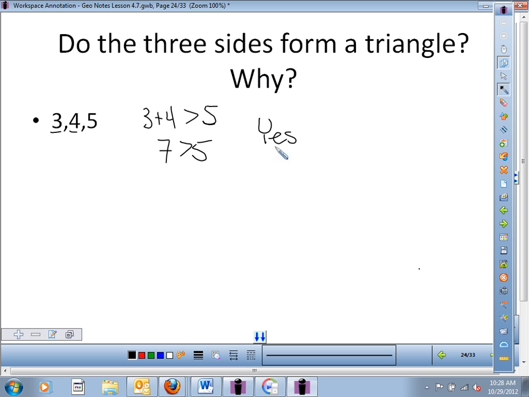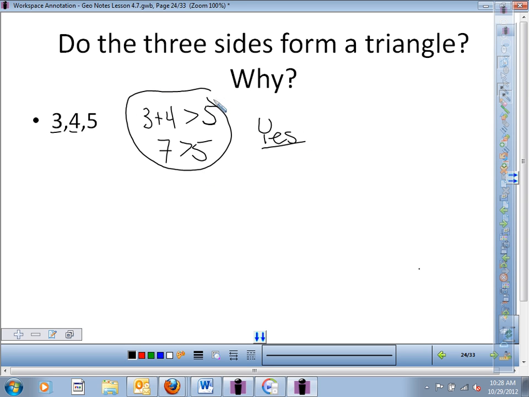Do the three sides form a triangle? Yes. Why? Right here. That is our why. Our work is our explanation. Now, I kind of forgot to mention this. What you can be doing right now is you can be following along and watching this video and doing this work on the back of the lesson 347 worksheet. Okay, it should be blank. You can do the work on the back, take notes on the back. The front side will be your homework.